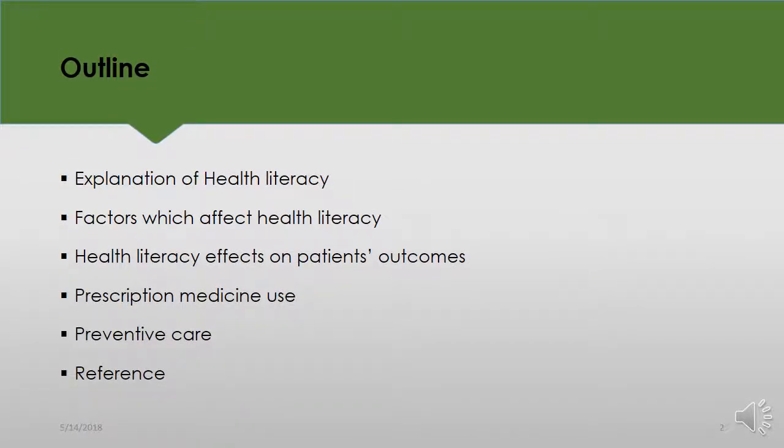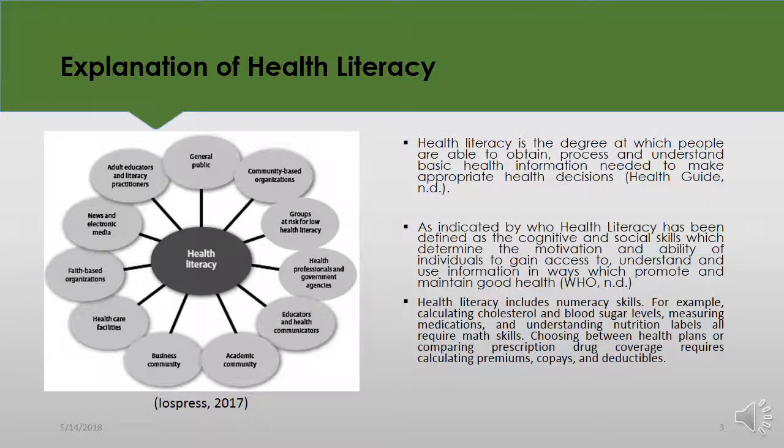First, the outline. In the outline, we are going to see the explanation of health literacy, factors which affect health literacy, literacy effects on patients' outcomes, health literacy effects on prescription medicine uses, health literacy effects on preventing care, and then you're going to see the reference. We start here with the explanation of health literacy.